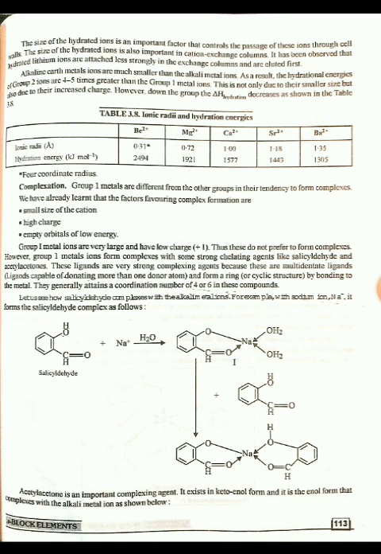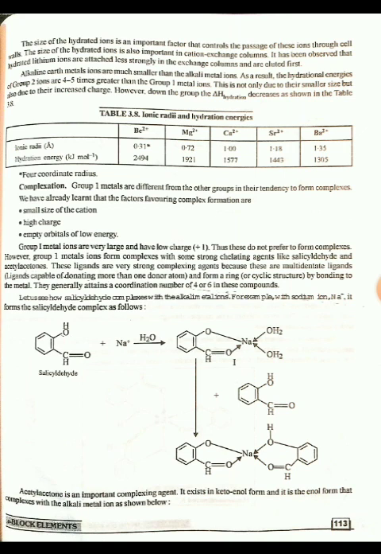However, group 1 metal ions form complexes with some strong chelating agents like salicylaldehyde and acetylacetone. These ligands are very strong complexing agents because these are multidentate ligands, capable of donating more than one donor atom and forming a ring or cyclic structure by bonding to the metal. They generally attain a coordination number of 4 or 6 in these compounds.